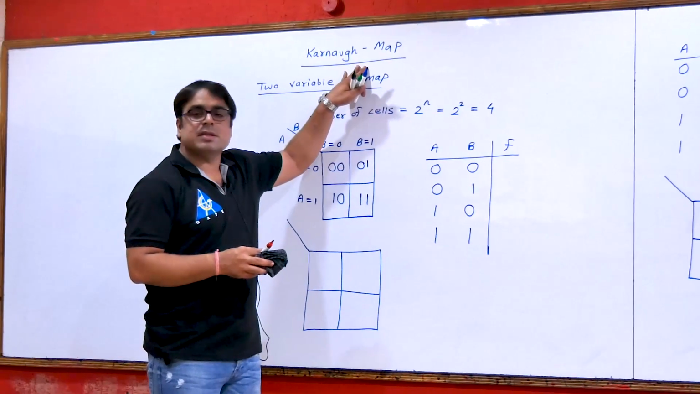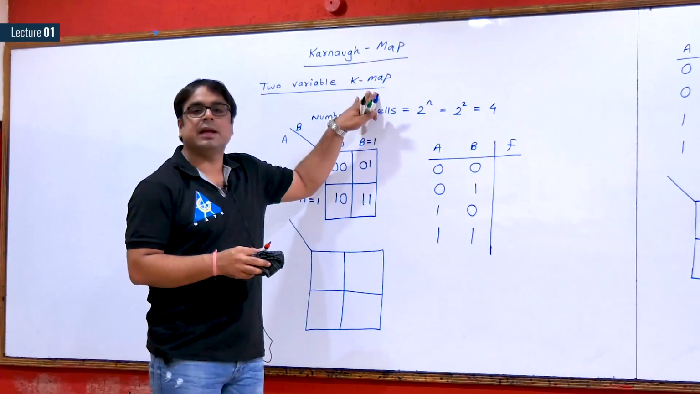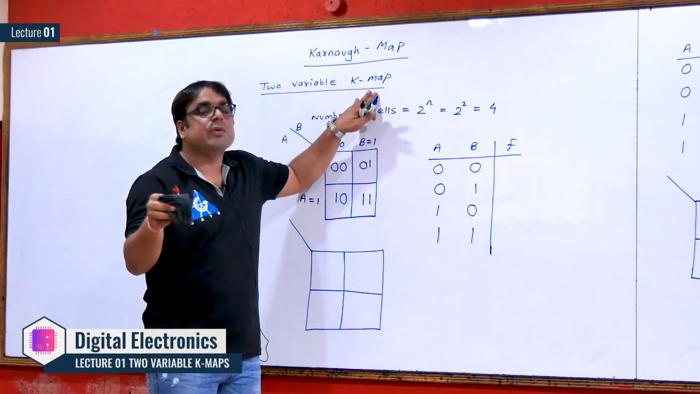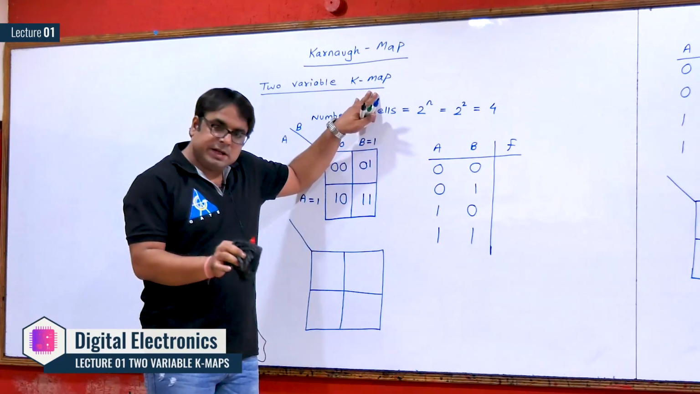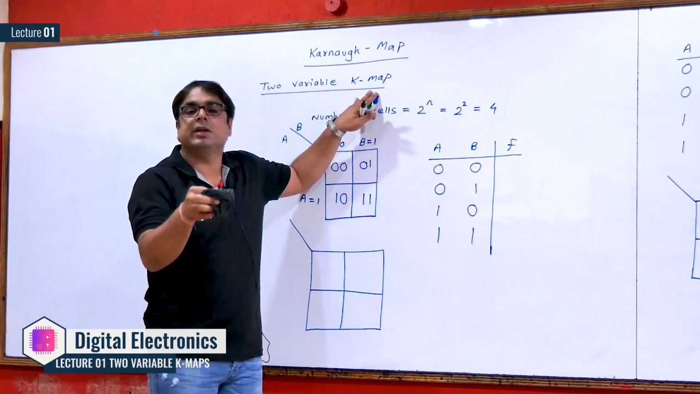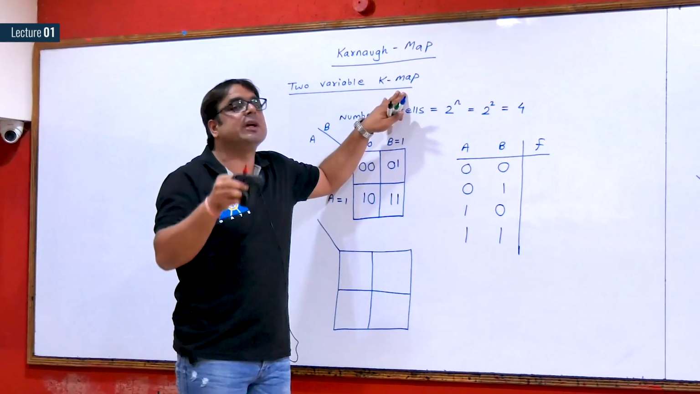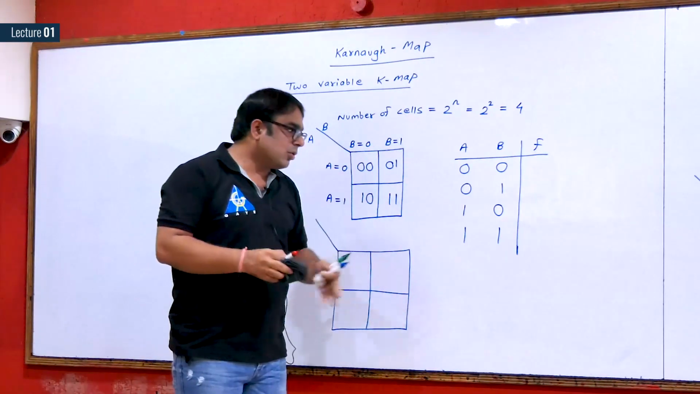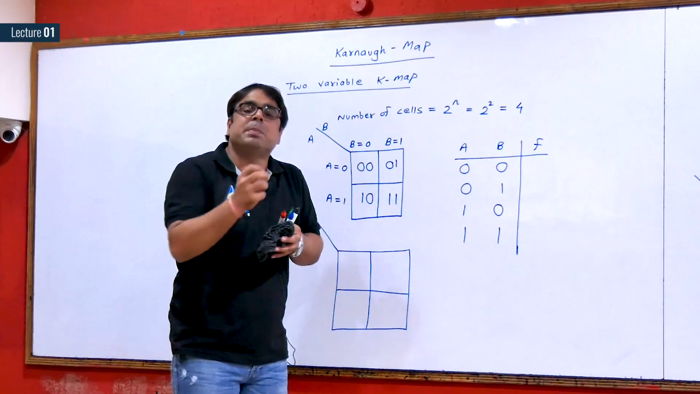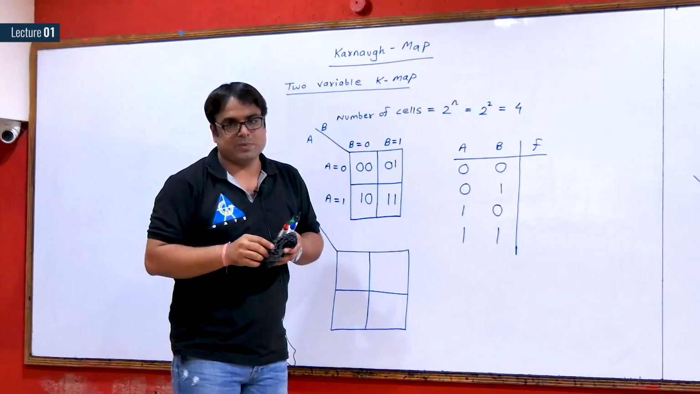Next, we are discussing Karnaugh map. In short, we call it K-map. K-map is an alternate technique of minimization. Till now, we have been minimizing the Boolean function using Boolean algebra, or I can say using laws of Boolean algebra. So, this technique is using a pictorial representation in the form of a map.